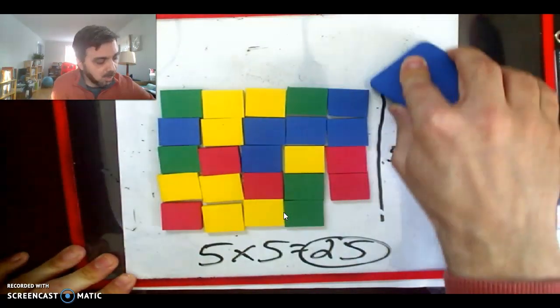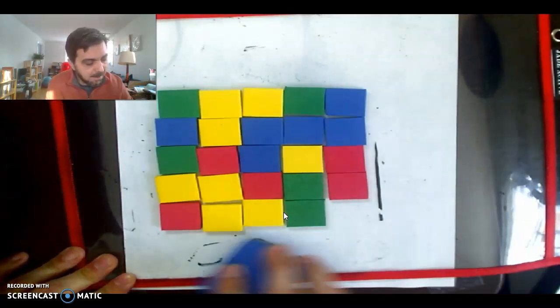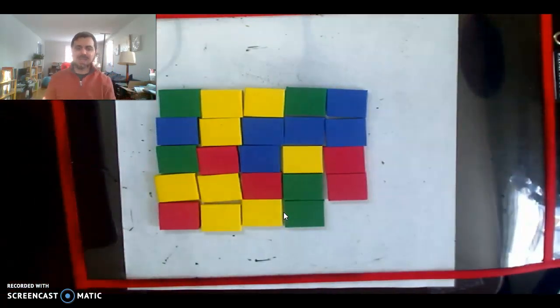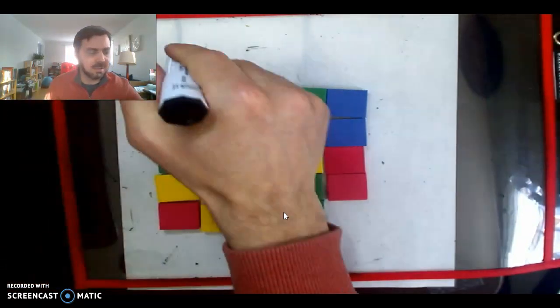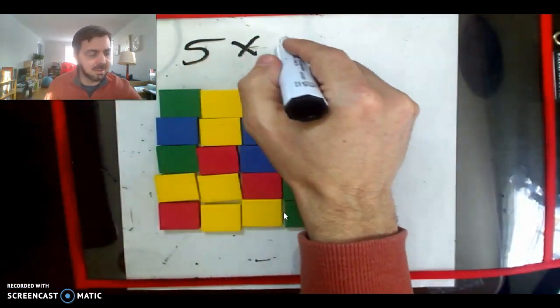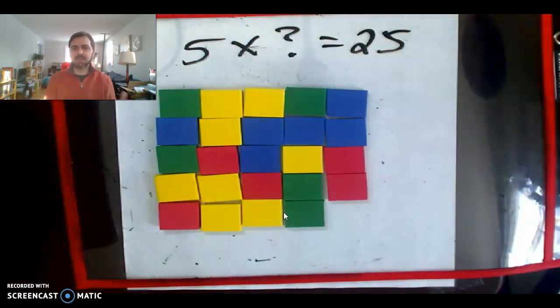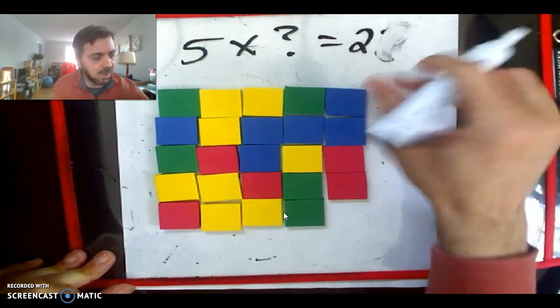All right, but what we can see is that you cannot make a rectangle with 5 rows using 24 square inch tiles. It kind of makes sense, right? Because 5 times, right? 5 times nothing, no whole number is going to give you 24. Okay?